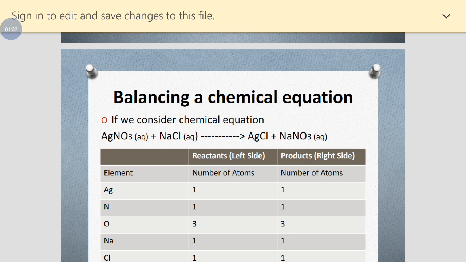Ag: the number of atoms in reactants is 1, while in products it is 1. Nitrogen atoms in reactants is 1, in products also 1. Oxygen: the number of atoms in reactants is 3, in products 3. Sodium: the number of atoms is 1 in reactants and 1 in products. And chlorine: the number of atoms is 1 in reactants and 1 in products.